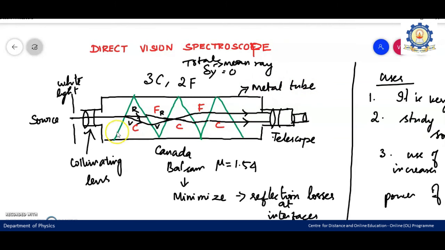So we have collimating lenses and telescope lenses. When a white light passes through this combination, the colors get separated, and you can see them. The most important application is resolving power. The prisms are cemented together with the help of a material called Canada balsam with a refractive index of mu equal to 1.54. Why is it used? To reduce the reflection losses at interfaces. That's all. This is the direct vision spectroscope.